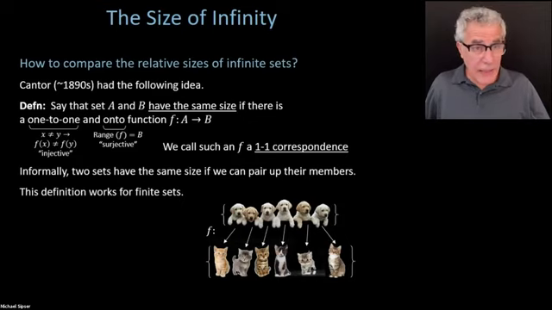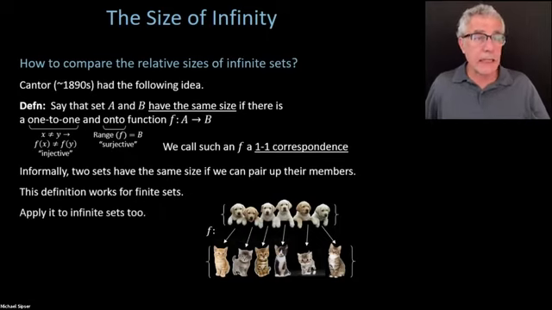Okay, now that has the advantage of making sense when you have infinite sets. So we're just going to extend that idea and apply it to infinite sets too, and then we'll have a notion of what it means for two infinite sets to have the same size. And you might wonder, what do you get? Are all infinite sets of the same size when you use this notion, or not? What happens? Well, some strange things do happen, but there actually is quite some interesting structure that emerges.